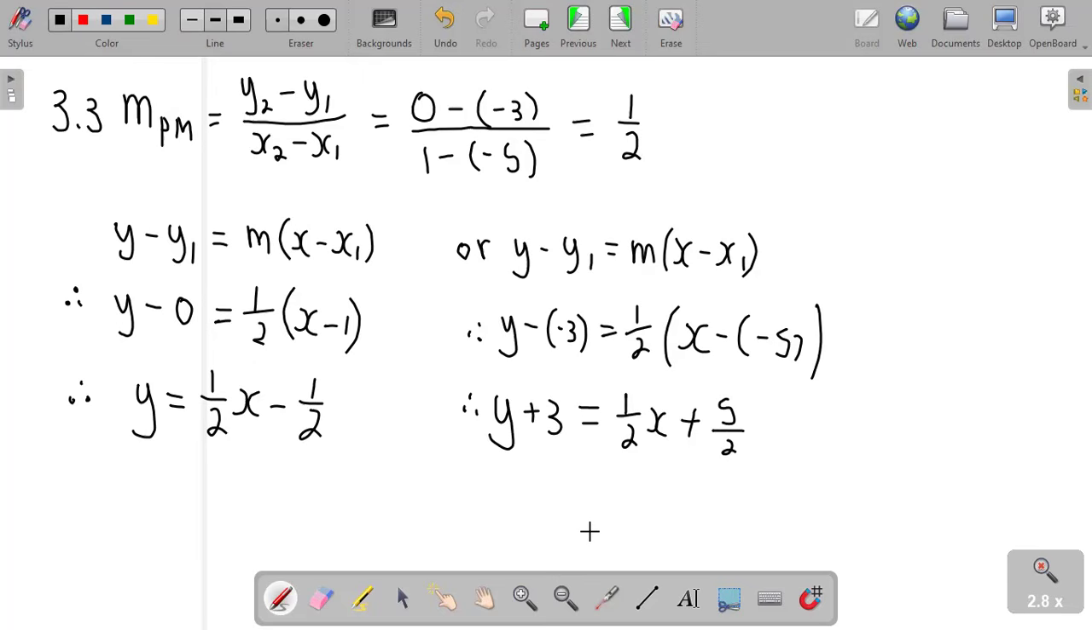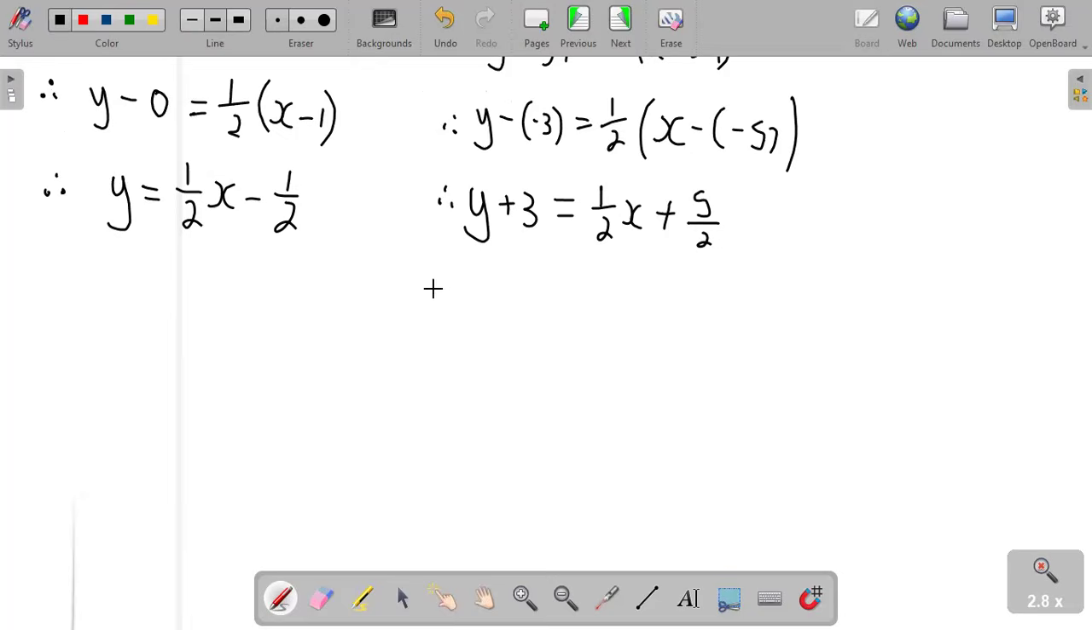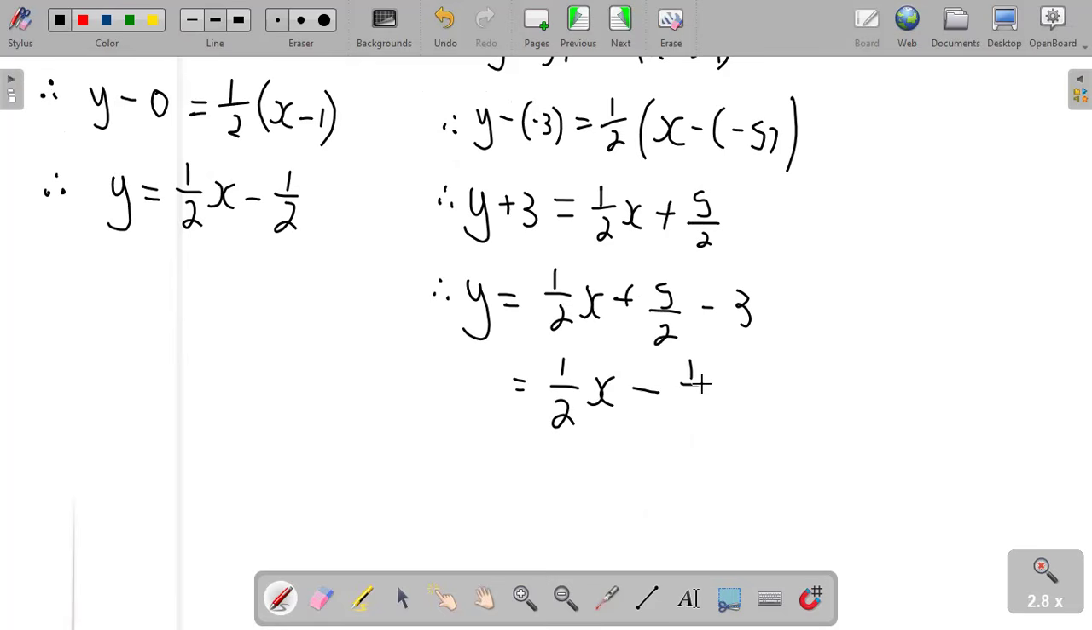And then we can rearrange the equation. We then can say, therefore, y equals half x plus 5/2 and then minus 3. So it's equal to half x, and then you use a calculator here. It's going to give you 1/2.